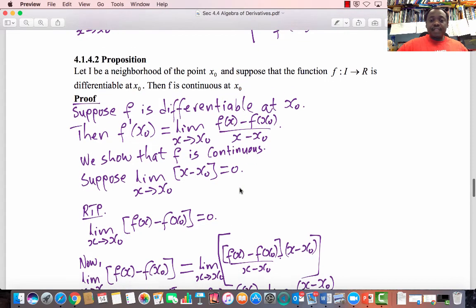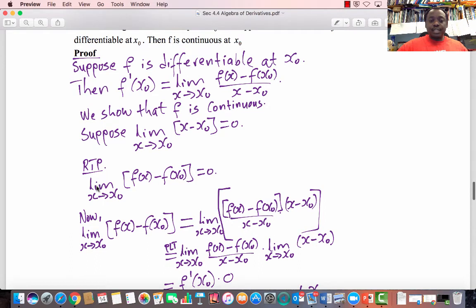To prove that f is continuous, we have to show that the limit as x approaches x naught of f of x minus f of x naught equals 0. In other words, the limit as x approaches x naught of f of x equals f of x naught. As simple as that. So we're going to start with the left-hand side and hopefully arrive at the number 0 and then conclude. So let's do that.